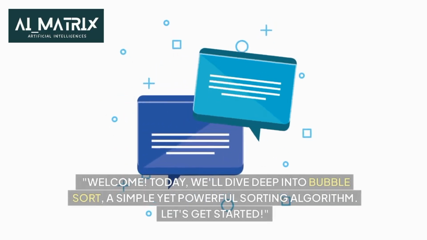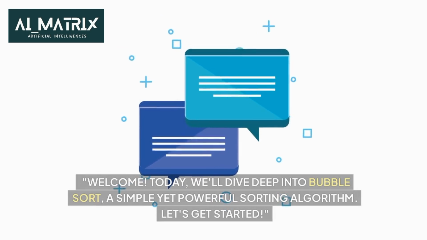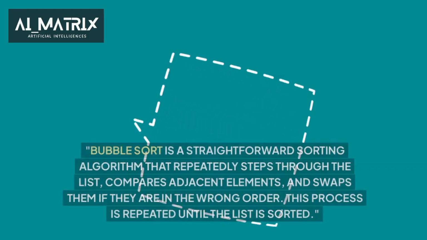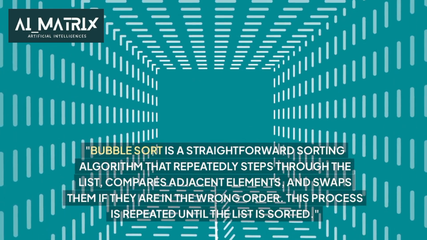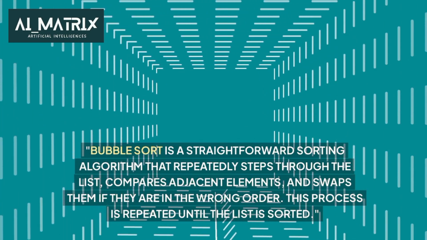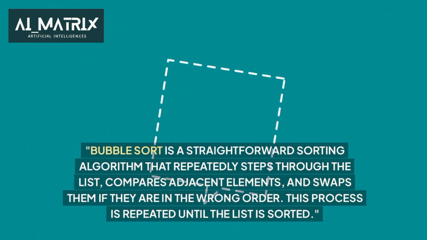Welcome. Today, we'll dive deep into Bubble Sort, a simple yet powerful sorting algorithm. Let's get started. What is Bubble Sort? Bubble Sort is a straightforward sorting algorithm that repeatedly steps through the list, compares adjacent elements, and swaps them if they are in the wrong order. This process is repeated until the list is sorted.